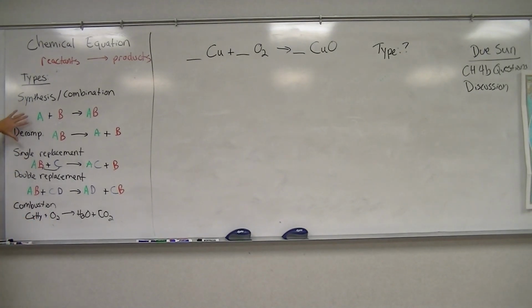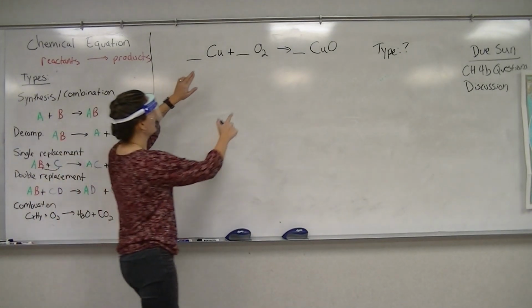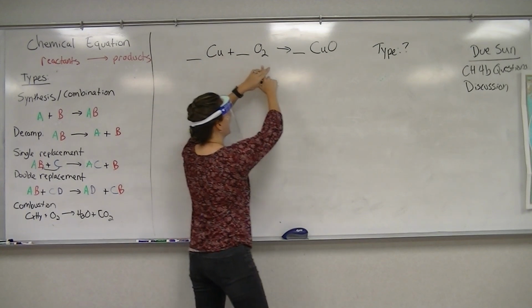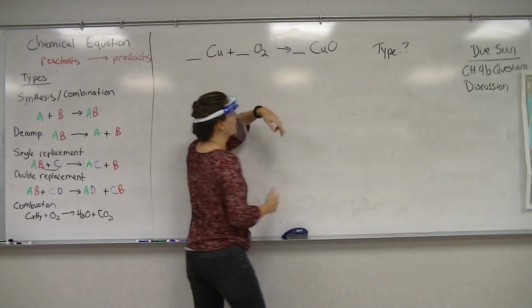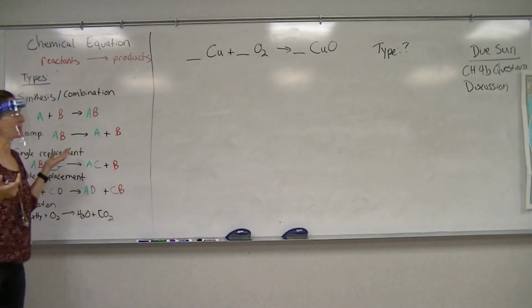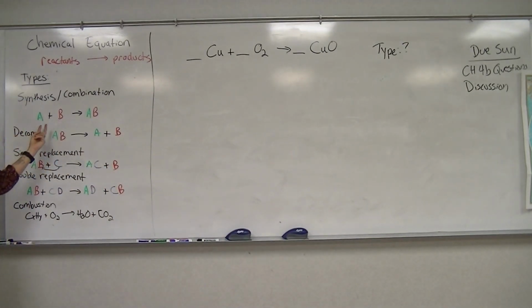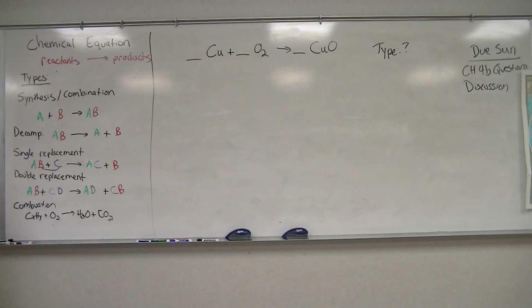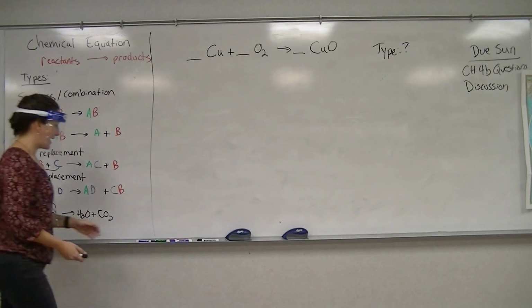So look over here and see, well, I have two reactants combining to make one product. So I said the name of it and just describing what's happening. So synthesis or combination, right? It's going to be two elements or compounds combining to form one. And that's exactly what's happening there. So now to balance.